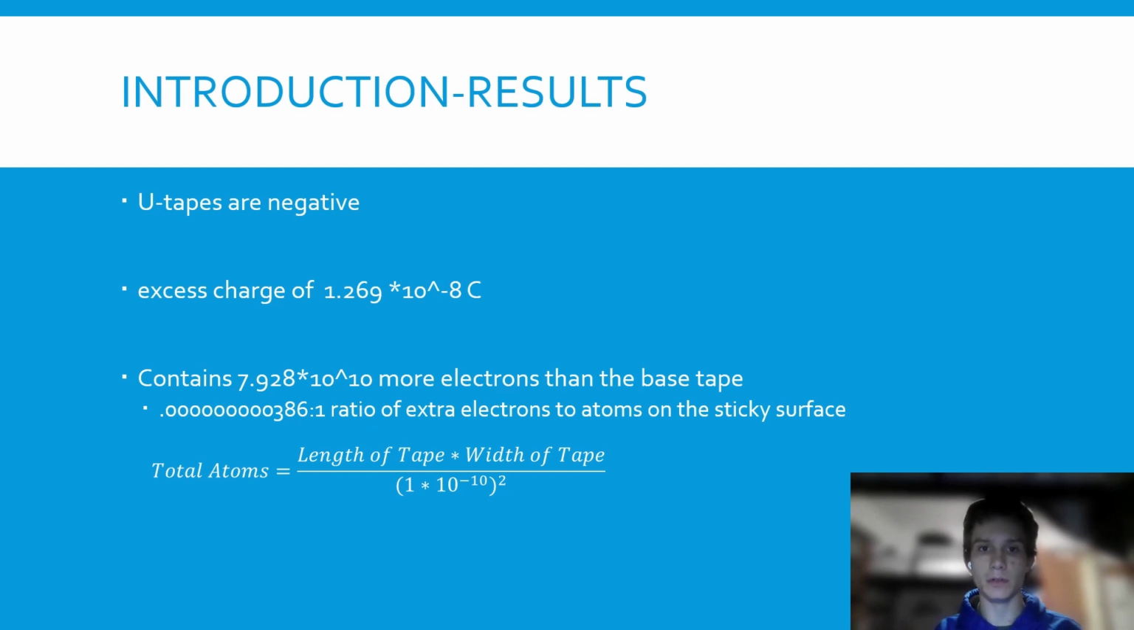I found that these tapes, which I called U-tapes, were negative and had an excess charge of 1.269 times 10 to the negative 8 coulombs, or 7.928 times 10 to the 10th extra electrons, a ratio of 3.86 times 10 to the negative 9th extra electrons to every atom.